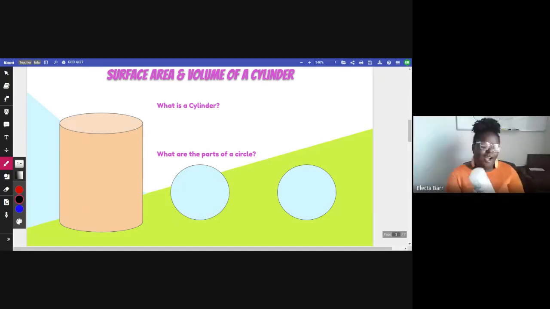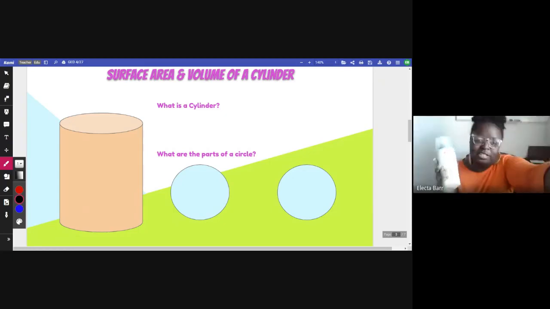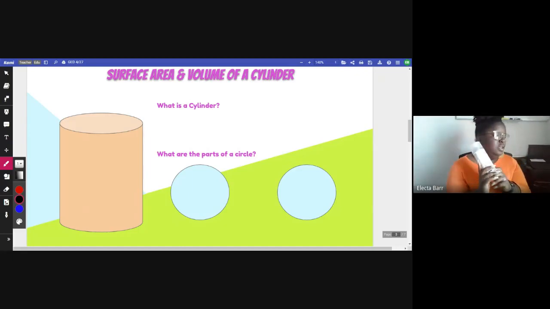Hey, y'all. This is a cylinder. This is a spray can, but it's in the shape of a cylinder. When you're looking at a cylinder, what two shapes do you notice? What two shapes make up a cylinder? What two shapes do you all think make up a cylinder?